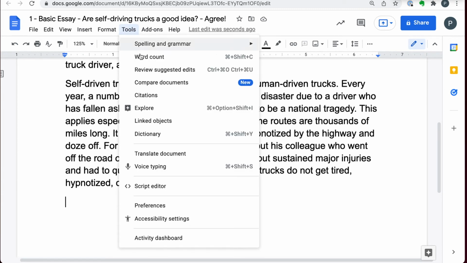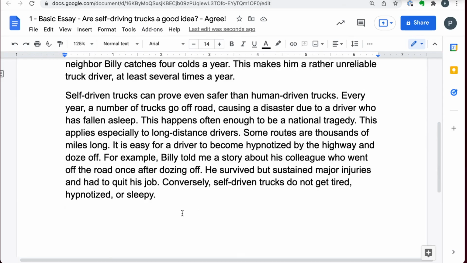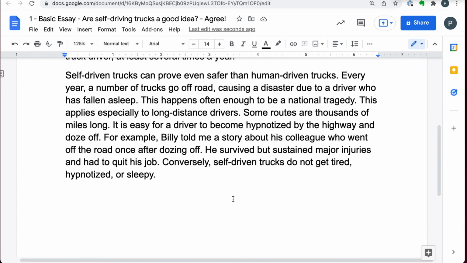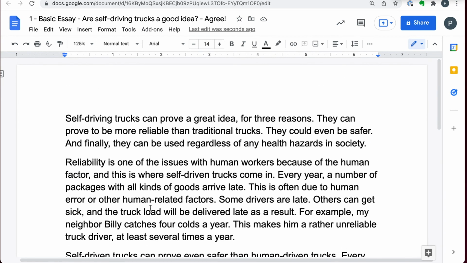How many words do I have already? 234. So I'm not far away from my 300 words. Let me do the third section.